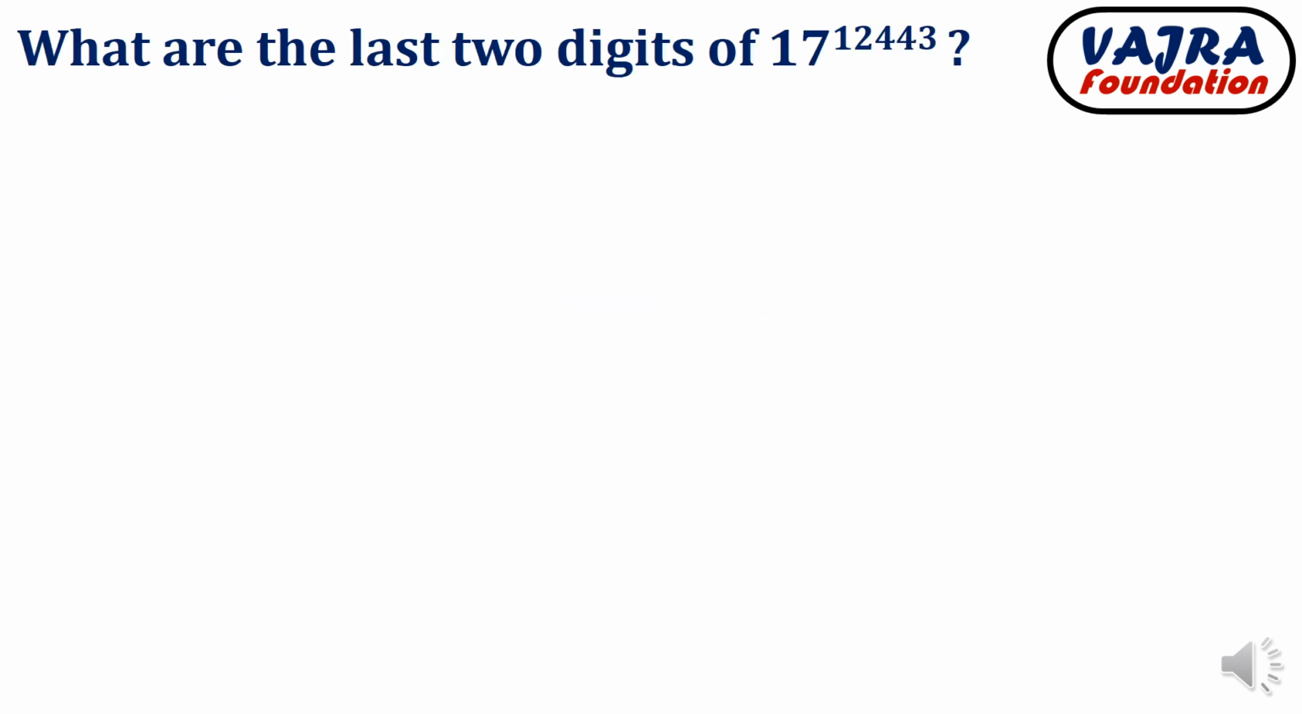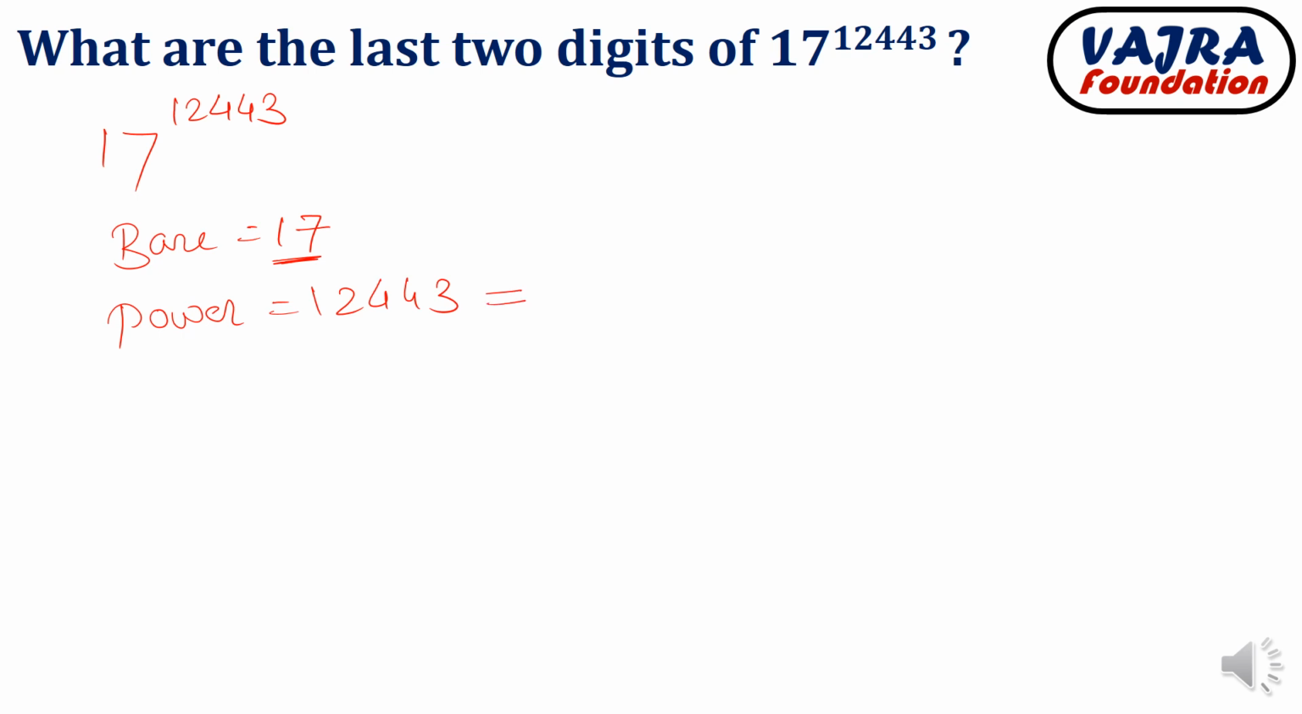Here we have the number 17 to the power 12443. Now we have base 17. These two digits have to be taken into consideration because these are the last two digits, and the power is 12443. Now we will divide this power in the form of 20, as 20 is the maximum possible cycle. Therefore 12440 plus 3. So we can write 17 to the power 12443 as 17 to the power 12440 into 17 to the power 3, this remaining 3.